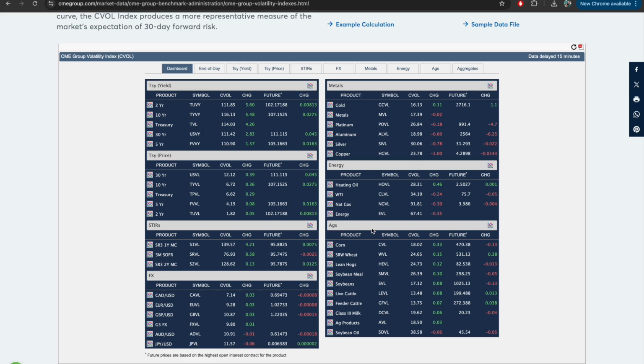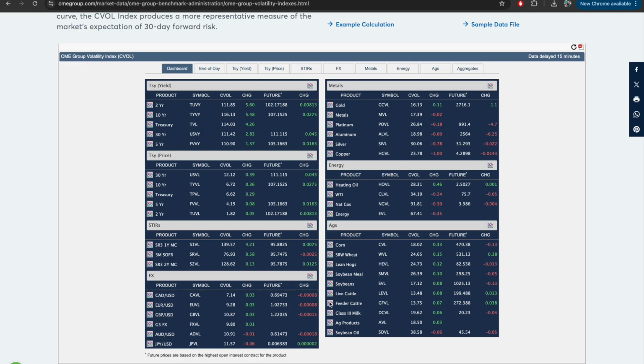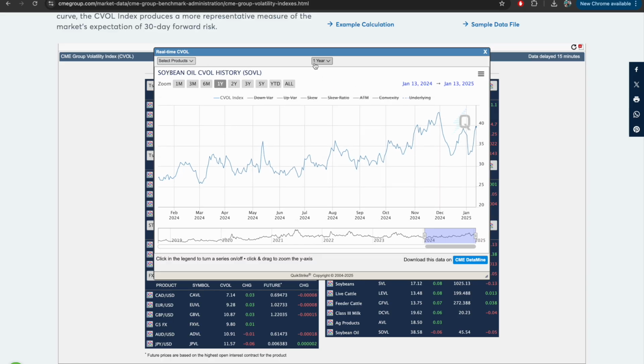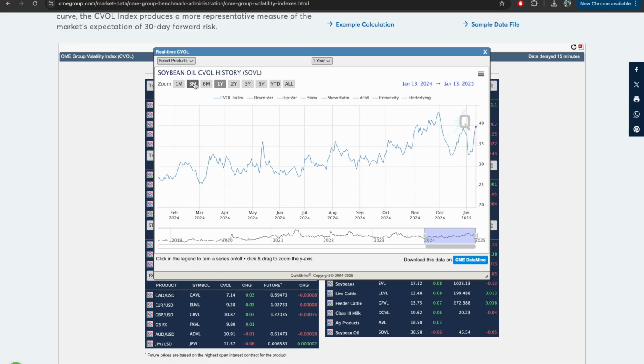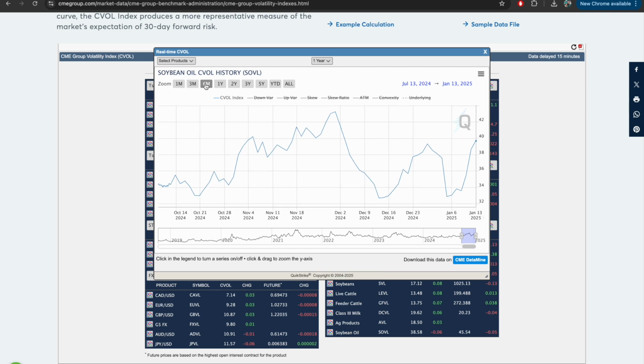So let's take a look. For example, let's see what is a good example right now. So let's go to soybean meal. You know what? Soybean oil. Soybean oil should be a good example. So when you open up the tab here, this is how you would click to see what's going on. You see a dotted line and you see a smooth line. The dotted line is just the price of the underlying, soybean oil. So I usually just shut it off, and I usually put it on the 1 year, just to see what's going on. Then we can see where CVOL currently is relative to the past 3 months and then 6 months.